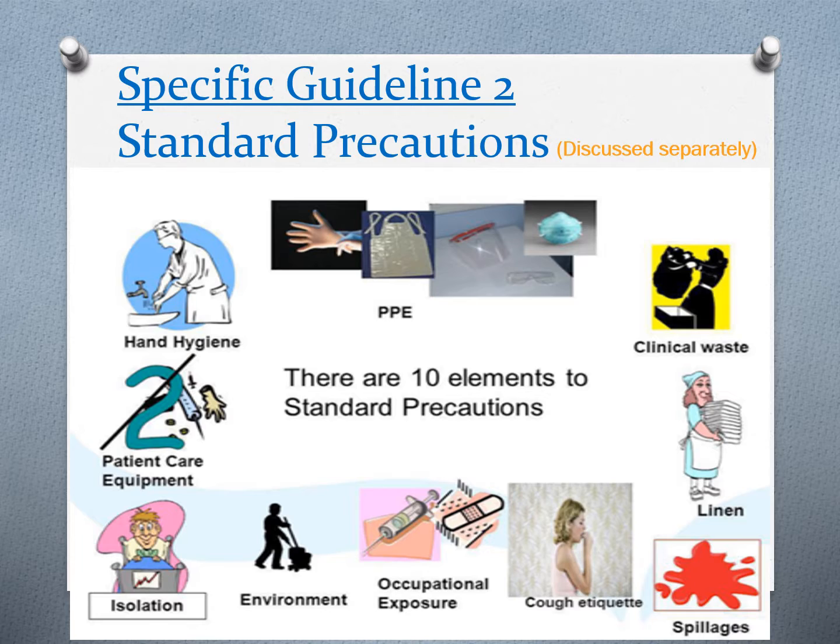The next is standard precautions, which has 10 elements under it, and they are: hand hygiene, personal protective equipment like gloves, facial protection, and gowns, management of biomedical waste disposal, handling of hospital linens, management of different kinds of spills, respiratory hygiene and cough etiquette, prevention of needle stick injuries and occupational exposure of healthcare workers through proper handling of sharps, environmental cleaning, and finally, handling of patient care equipment and patient isolation.